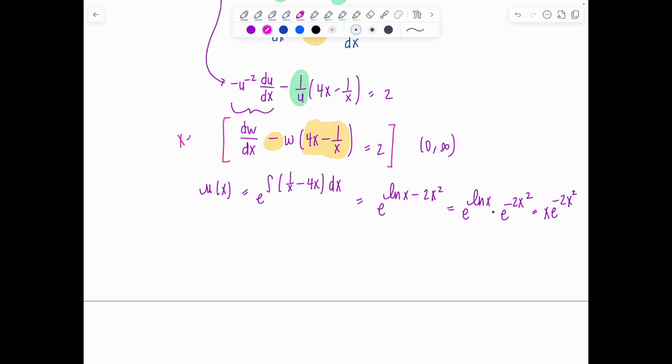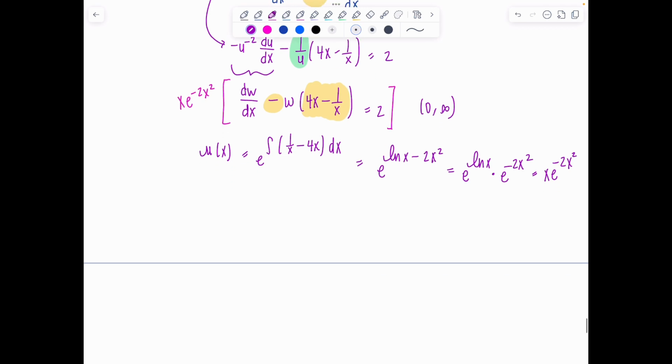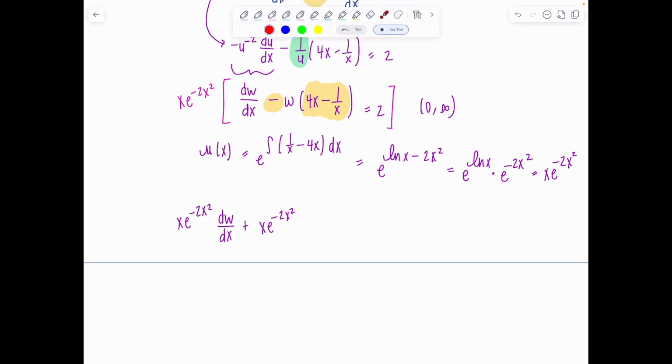So by x e to the negative 2x squared. And then what do we have? So this is x e to the negative 2x squared dw dx. Okay, then we have plus x e to the negative 2x squared times, you know what I'm going to do? Yeah, I made this a plus, so I'm going to switch the order of subtraction here, guys, just so it looks better. 1 over x minus 4x times w equals 2x e to the negative 2x squared.